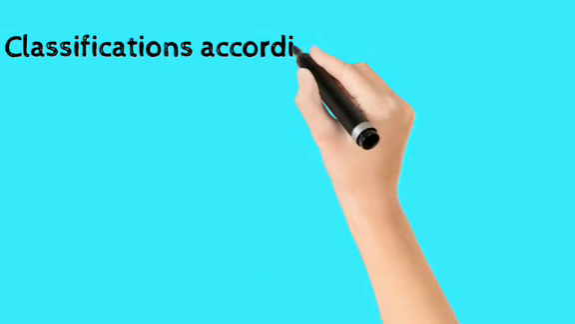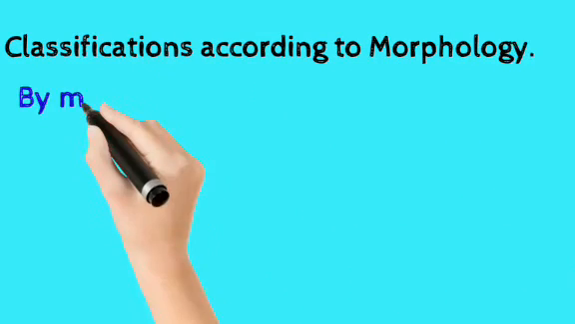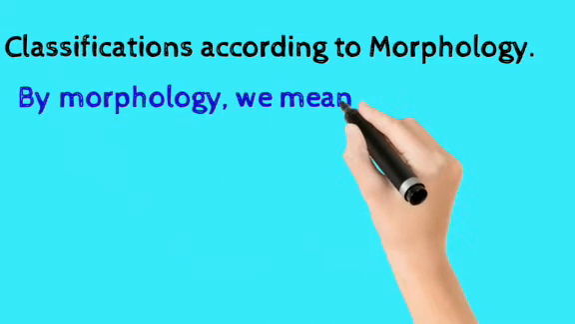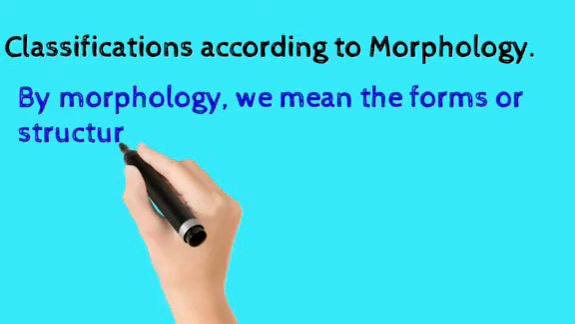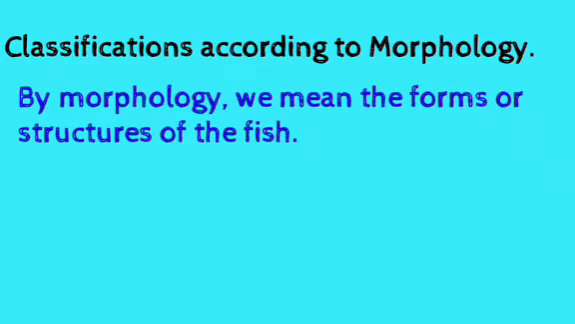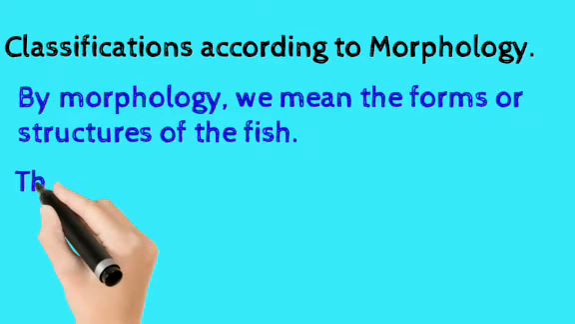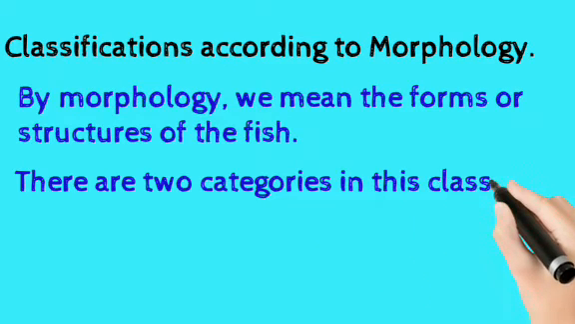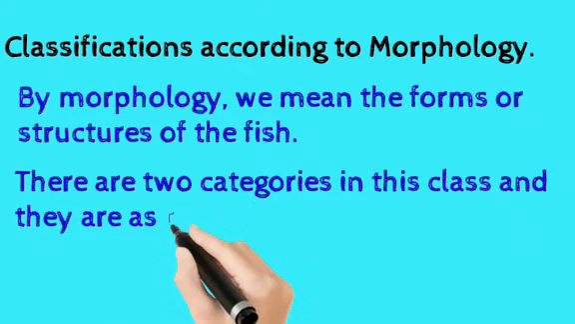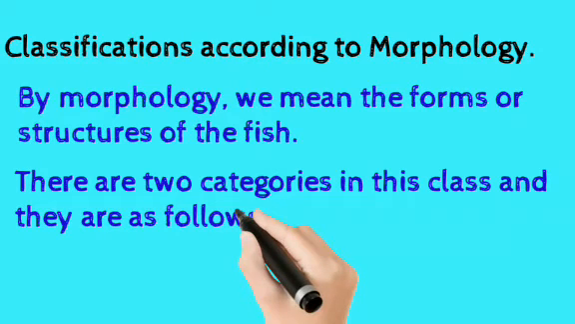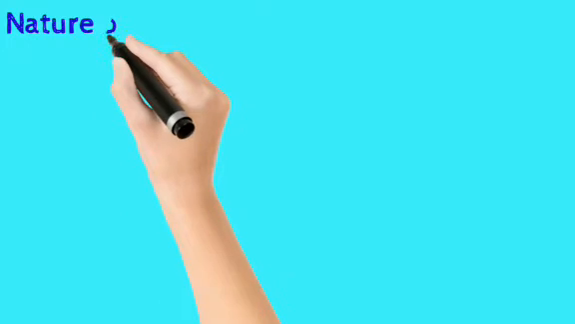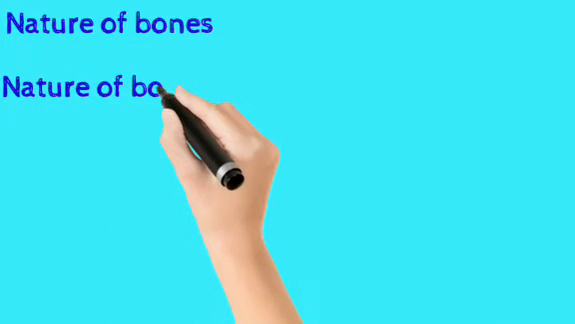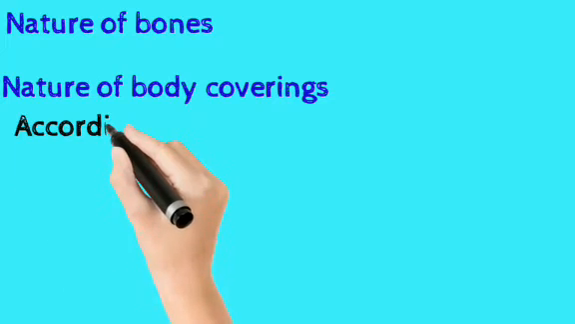Now let's classify fishes according to morphology. Like I said before, we are using two criteria: habitat and morphology. Now, by morphology, we mean the forms or structure of the fish. How do they look? What is their internal structure like? What constitutes the fish? These are morphology. And there are two categories that we shall be considering in this lesson. They are as follows. The first one is the nature of the bones. And the second one is the nature of the body coverings.